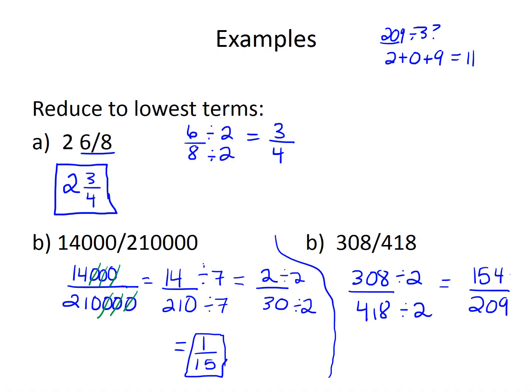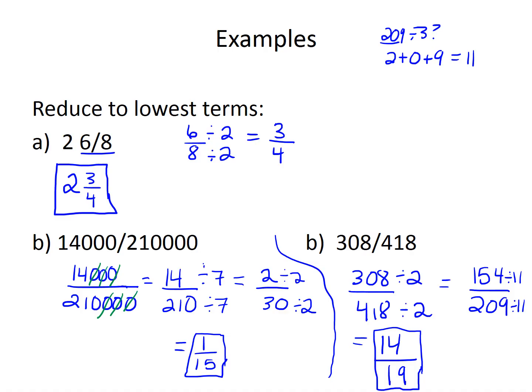154 divided by 11 is 14. 209 divided by 11 is 19. So this thing does actually reduce. You would just have to keep checking if prime numbers go into it. 154 divided by 11 was 14, and 209 divided by 11 was 19. And then you can see you're done because 19 is a prime number. So that's as far as that can be reduced.